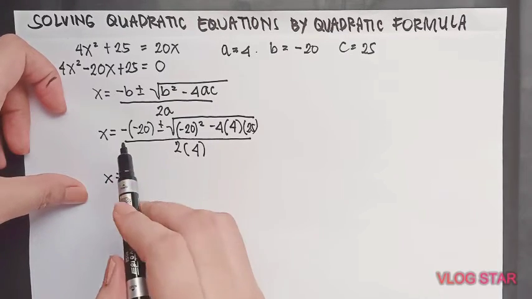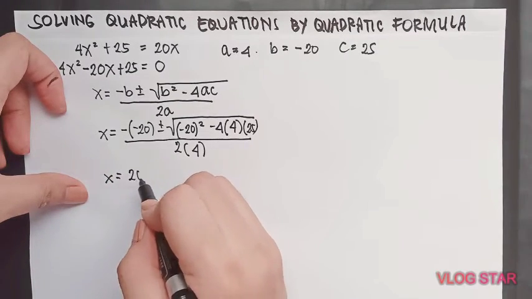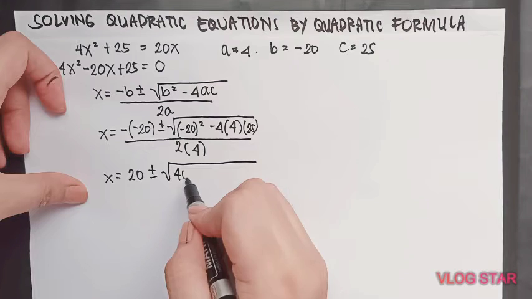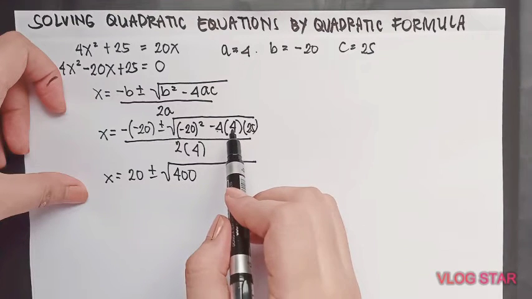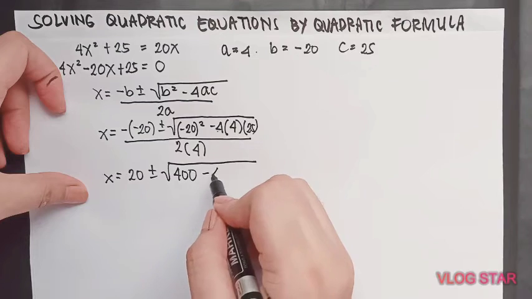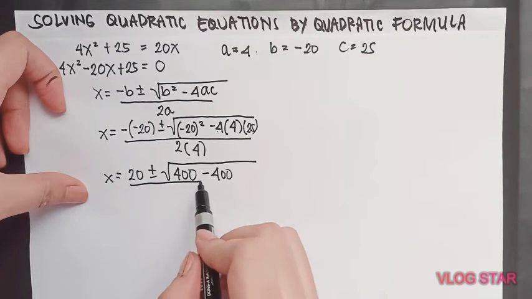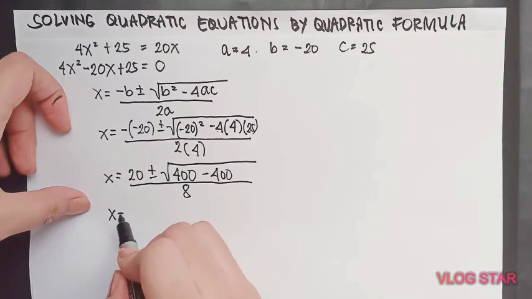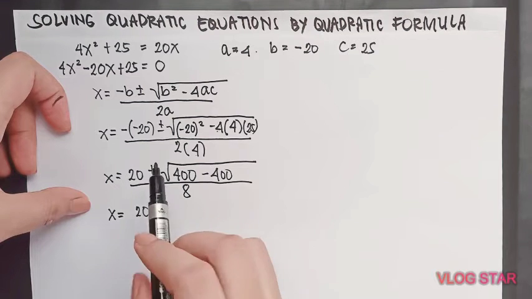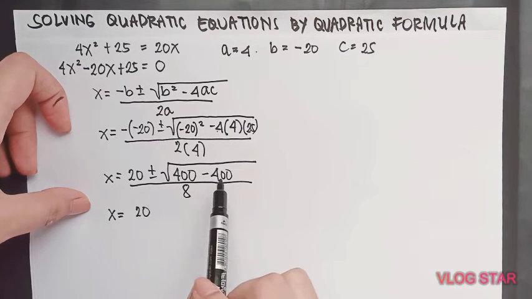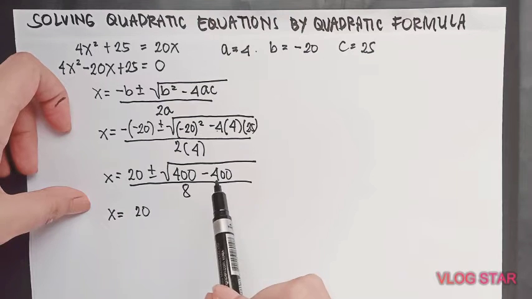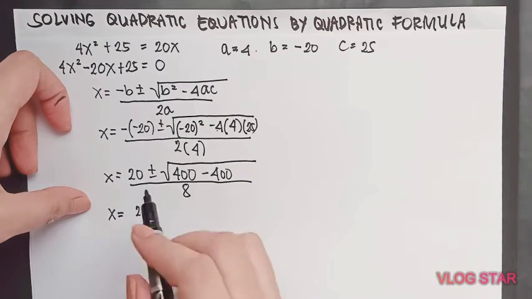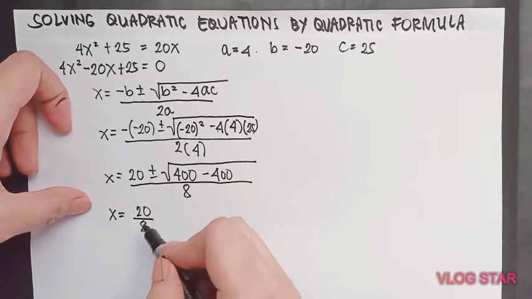So we have now x equals negative times negative 20, that is positive 20, plus minus the square root of the square of 20 is 400, negative 4 times 4, that's negative 16, times 25, that is negative 400, all over 2 times 4, which is 8. So now x is equal to 20 plus minus square root of 400 minus 400, that is equal to 0, and the square root of 0 is 0. So we will no longer write the plus minus since that is 0 over 8.